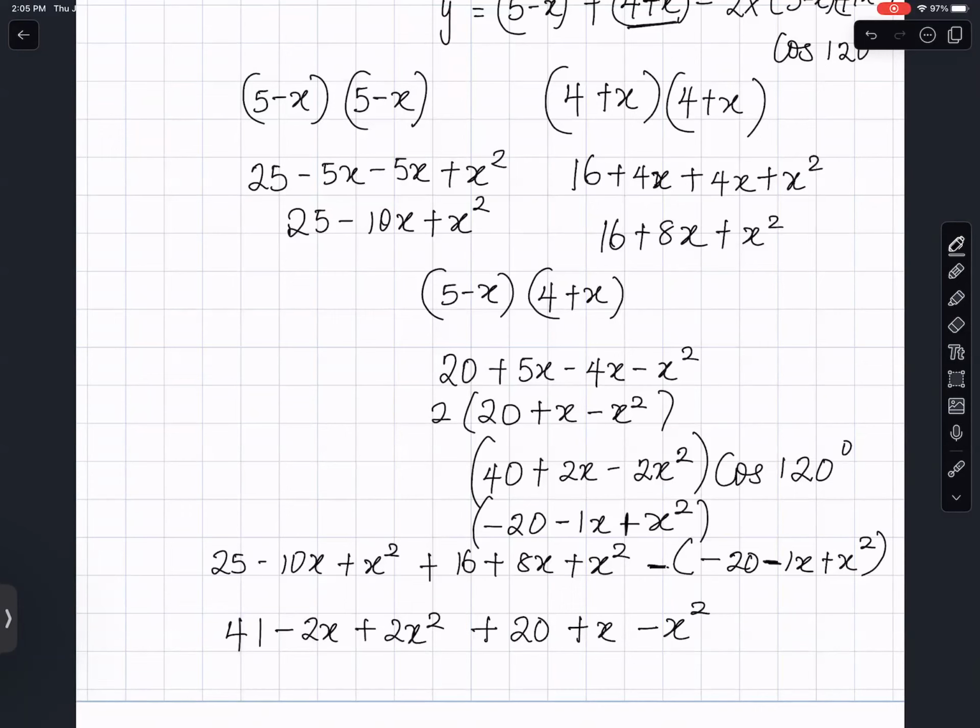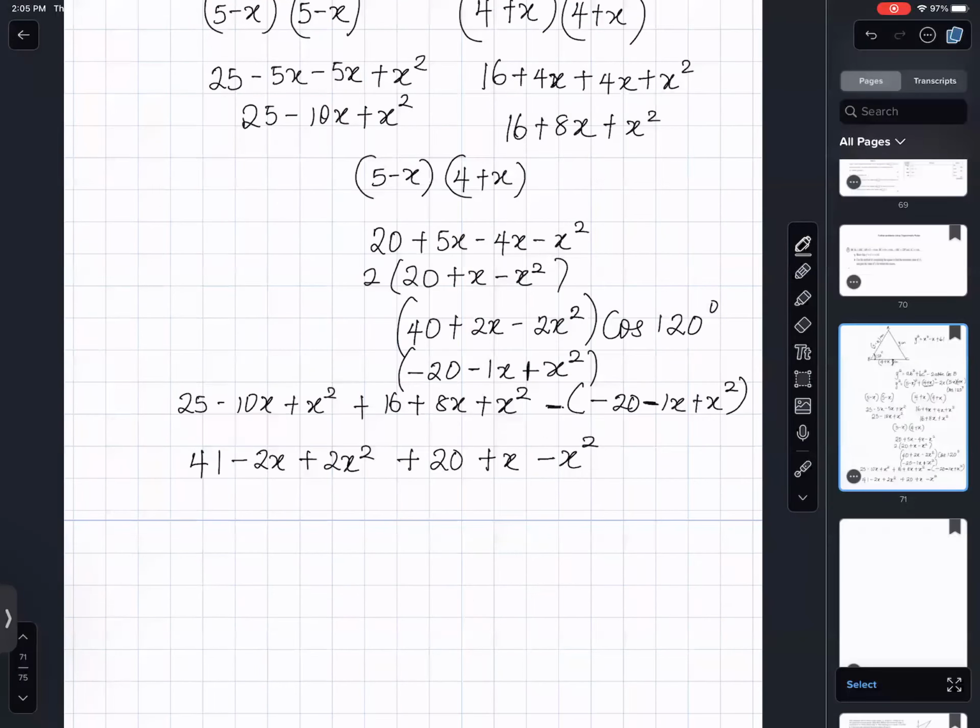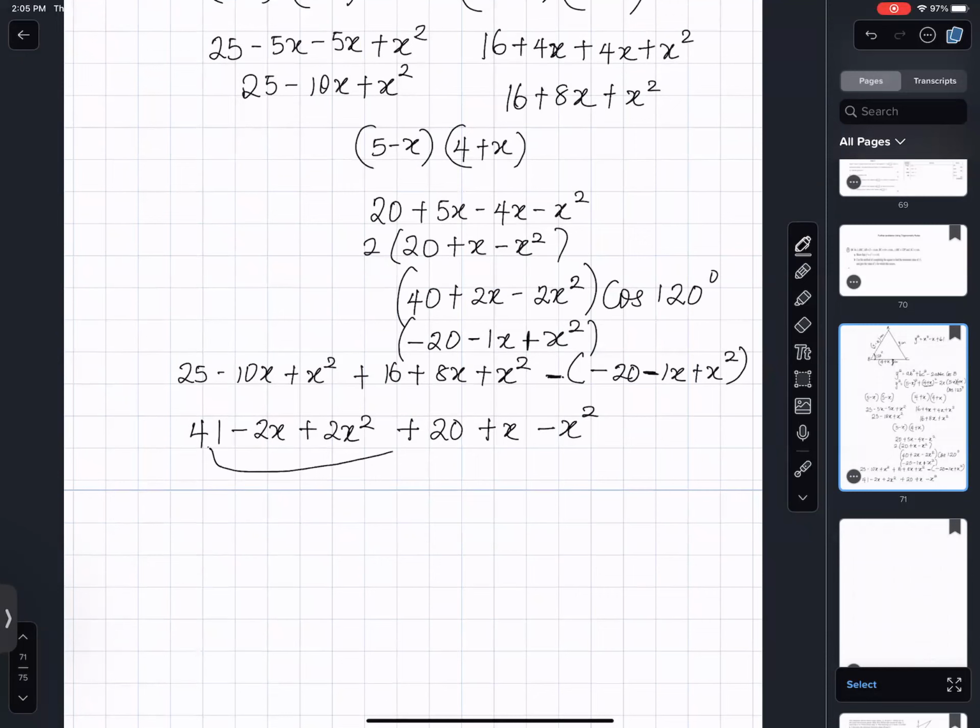Having done this, I collect like terms. I have 41 plus 20, which gives us 61. Then minus 2x plus x gives us minus x. Then plus 2x squared minus x squared gives us plus x squared. So we've gotten our equation. You can decide to rewrite it as x squared minus x plus 61.